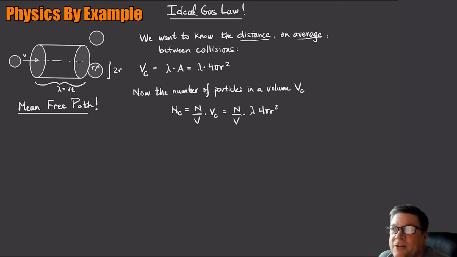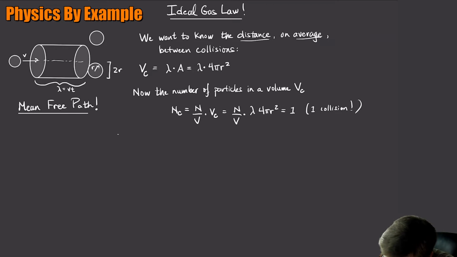But here's the catch. How many particles do we want in that volume? We want that to be 1, because this is the mean free path between collisions. If there's any particle in that tube, we're going to have a collision, right? So we set this equal to 1, one collision. That's the trick.